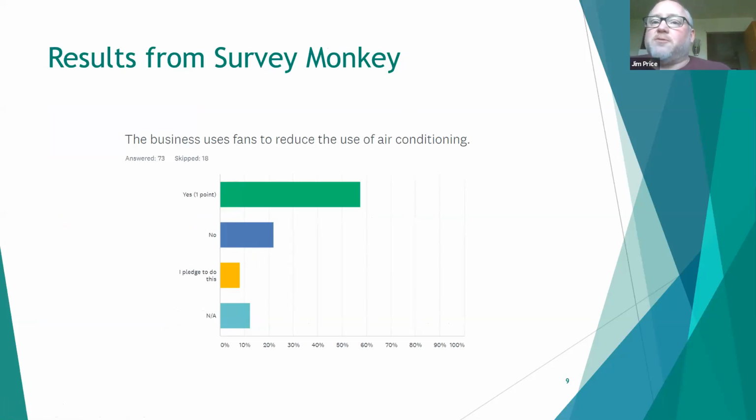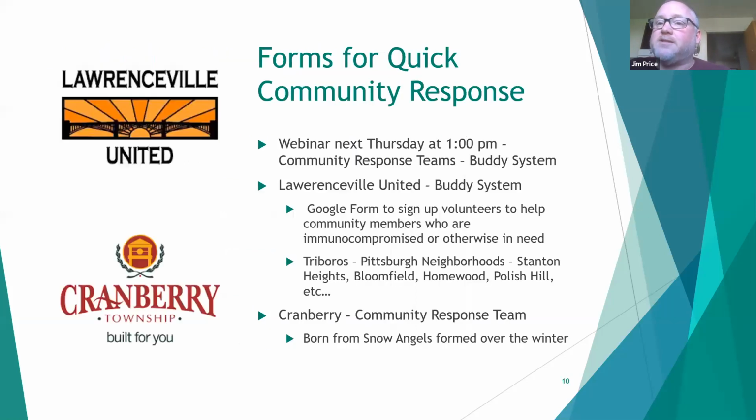So if you have some questions that you want to ask folks about, for example, we asked people, does a business use a fan to reduce the use of air conditioning, for one of our sustainability issues? And 73 people answered, and you see all that information right there. More than 50% of the people that were surveyed did, just to give you an idea of how easy that is to use.